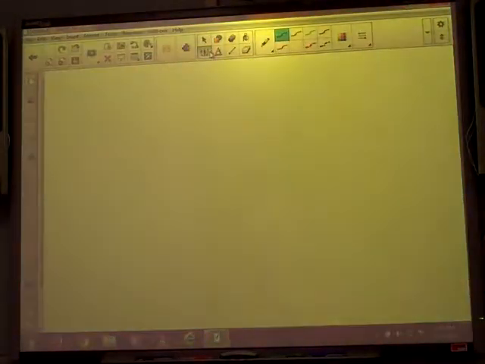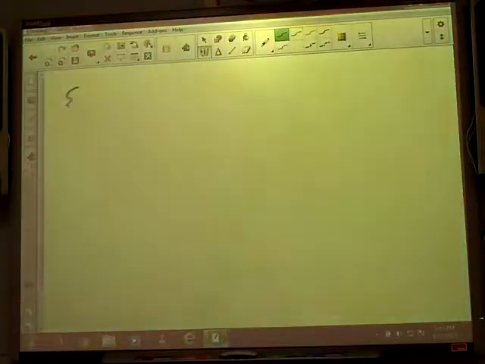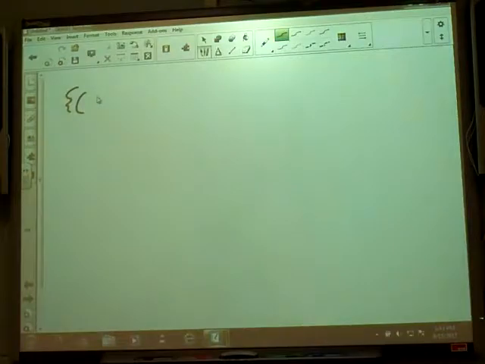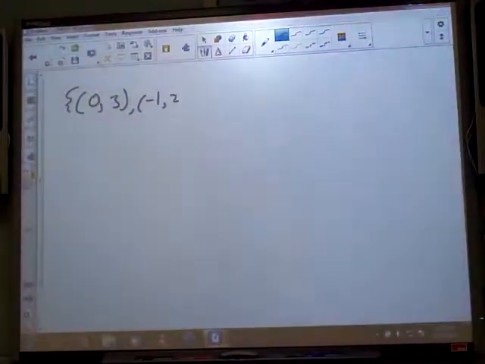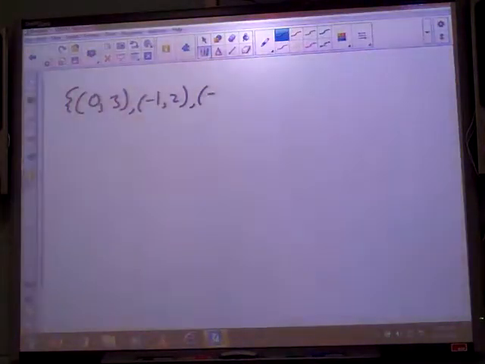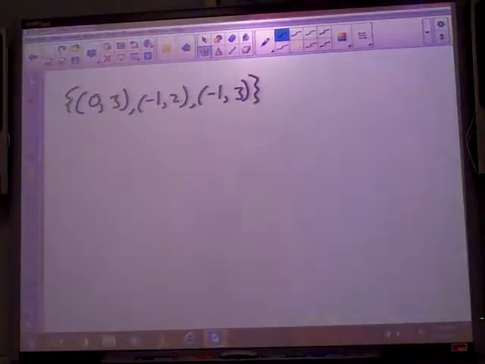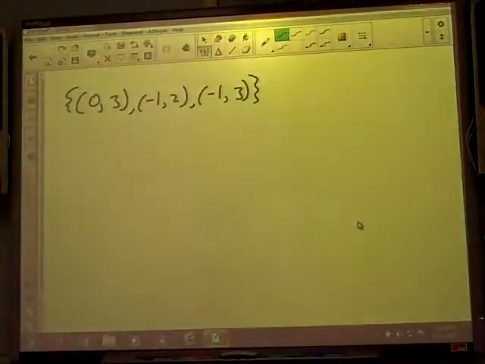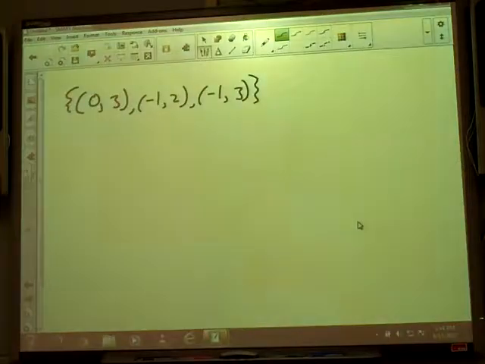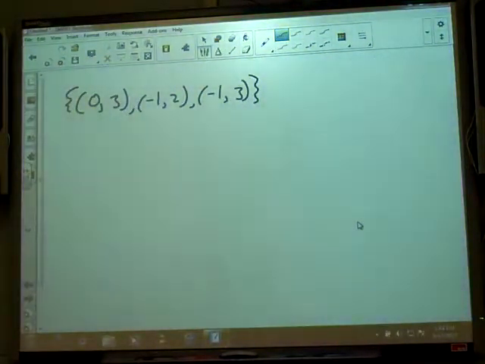Alright, if I gave us this set of ordered pairs, with my braces, it's got a 0, 3, a negative 1, 2, and a negative 1, 3. Okay? Now, that's a relation. So we got some definitions that we have to go over as we're talking about this today. A relation is just a set of ordered pairs. That's all it means. So you got a set of ordered pairs there. That's a relation. The question is, is that relation a function?